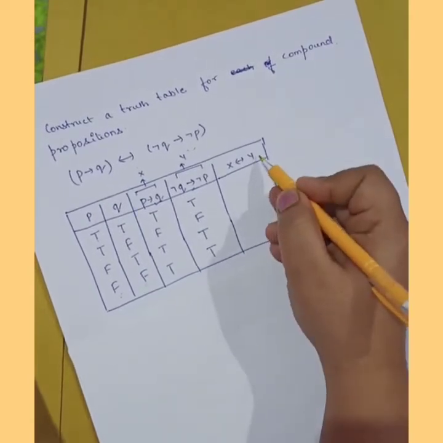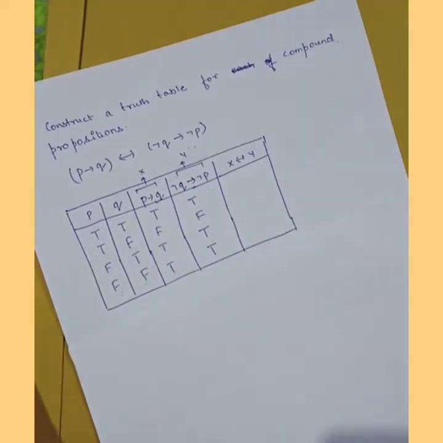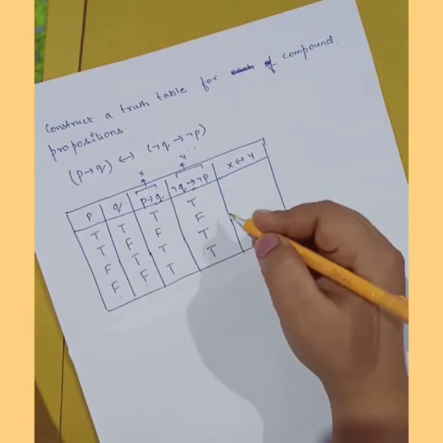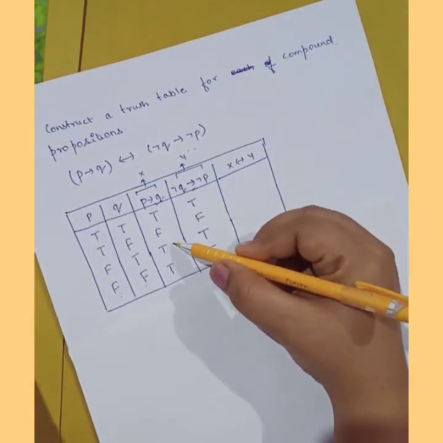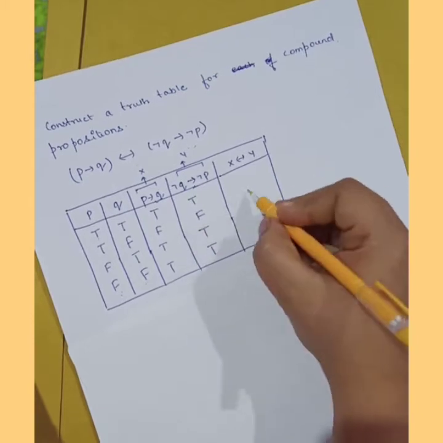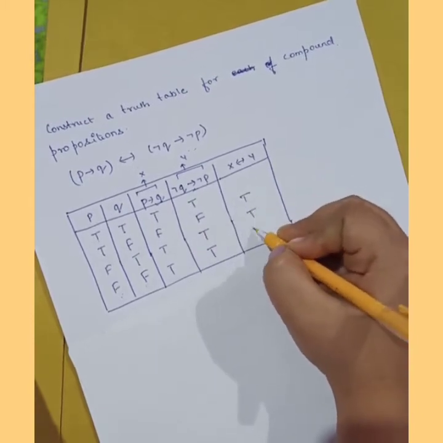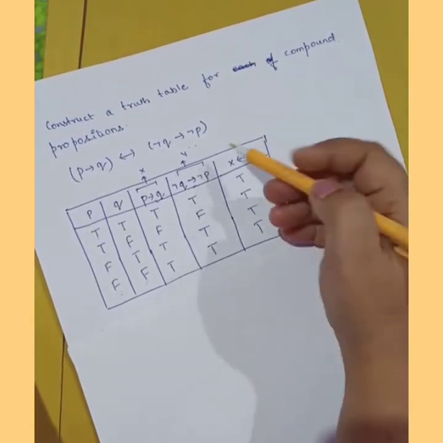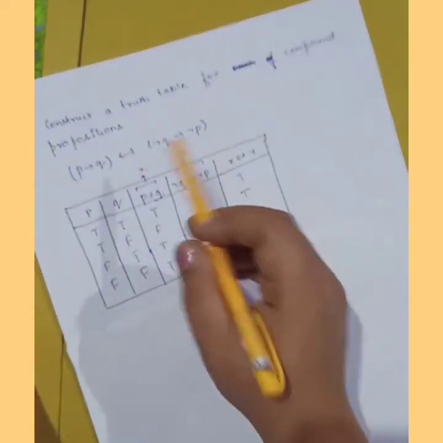Now we will have a biconditional statement. The biconditional statement is false when one of the propositions is true and the other is false. So in that case it is true for all. This is the output of this biconditional proposition statement.